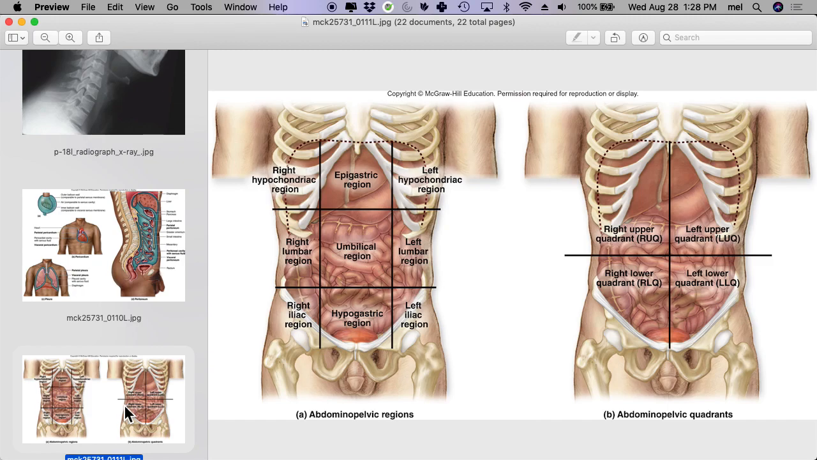All right, so now if you want to be more specific, instead of using quadrants, you can use regions. And the regions are more specific, and they use a lot of the prefixes and suffixes that you've been learning. So let's start in the middle. The one that's right here, it's just under the diaphragm, because remember we're in the abdominal cavity now, right? Okay. So it's just under the diaphragm, right smack in the middle. That one's called the epigastric region.